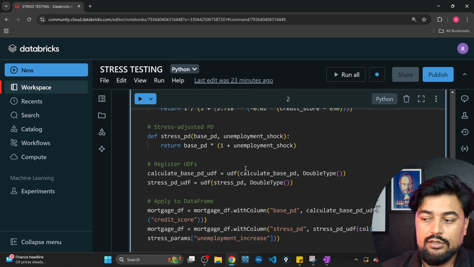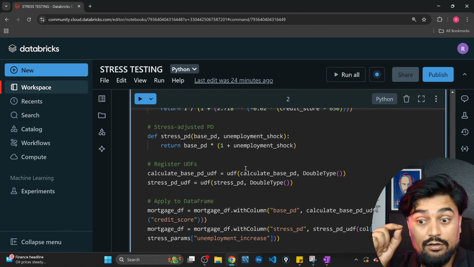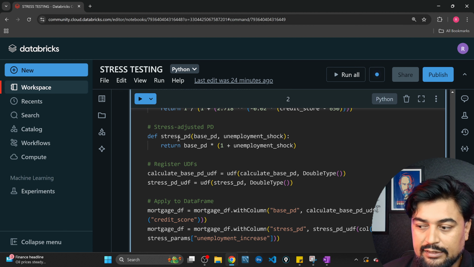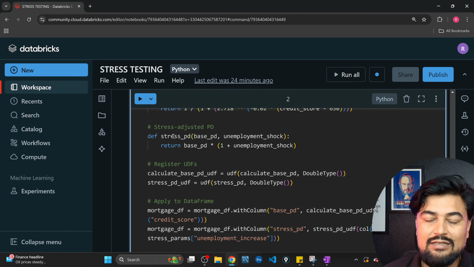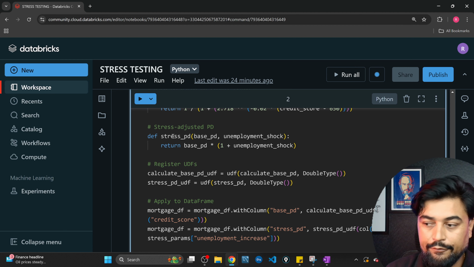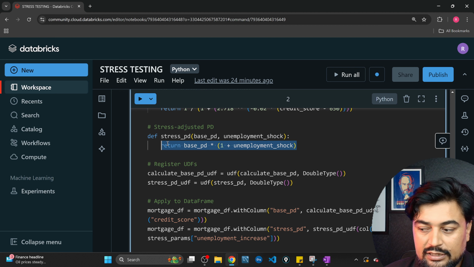Now try to understand the process. Don't try to understand the code end to end because that will be more confusing for you. This is kind of an industry level project which I want you guys to understand, the whole and soul of it, in terms of interviews. Now PD calculation done, then stress adjusted. Here you are adding the value which I just explained to you.